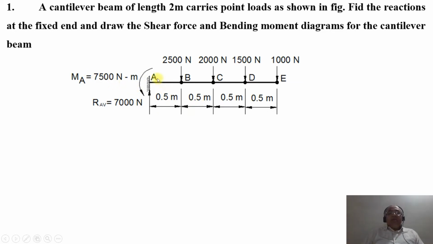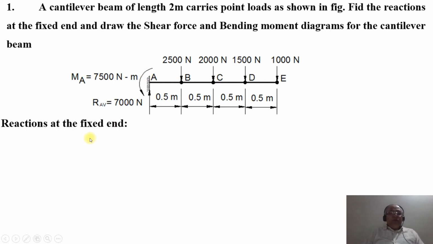So what are the reactions of the support that we are going to get? As all the loads are acting downwards, the reaction at the point A will be acting upwards, which is RAV. And then we need to know the horizontal reaction RAH and the reactive moment MA. These are the three reactions to be found at the fixed end point A.